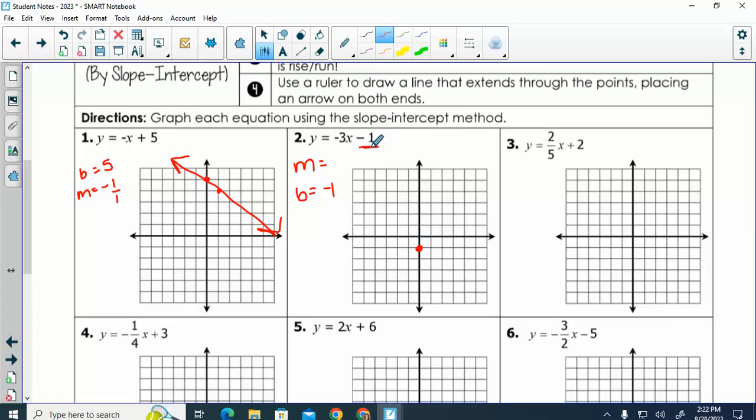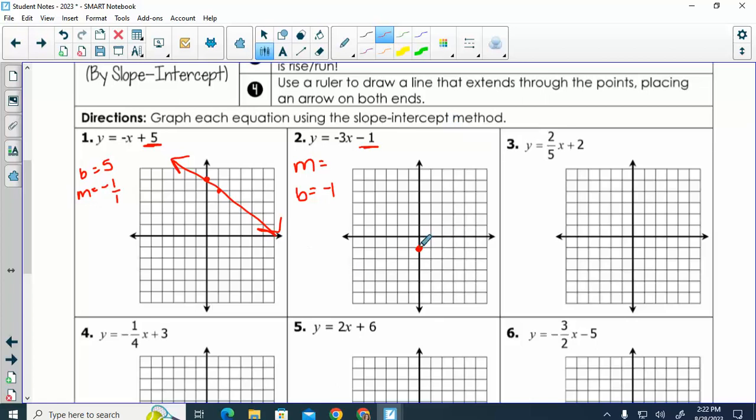How come it was 5 on the b, the thing you're adding to it? I think I just flipped. Oh, you did flip it. Okay. Yeah, sorry. So our y-intercept, where we cross the y-axis, is the negative 1.